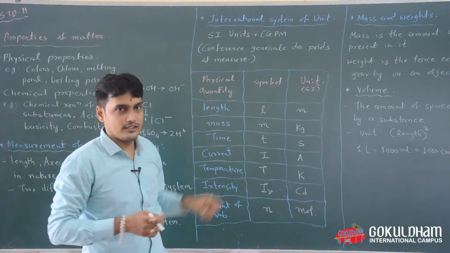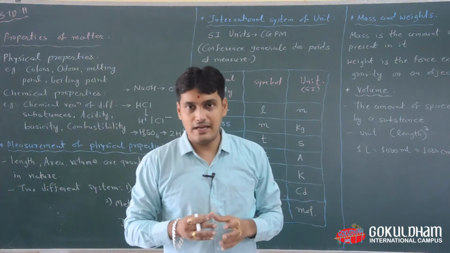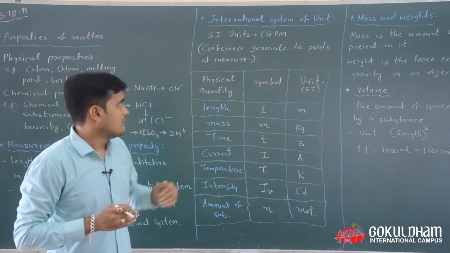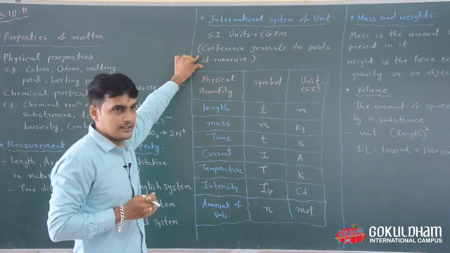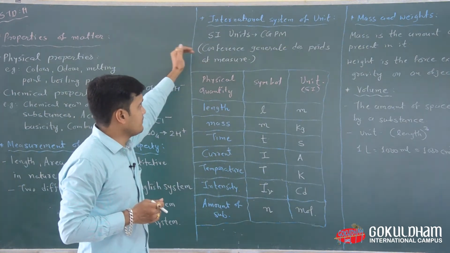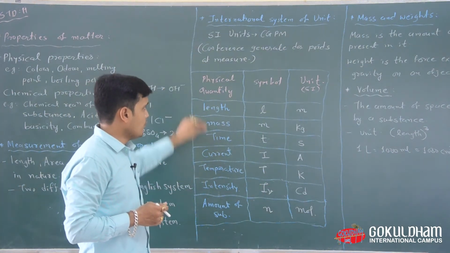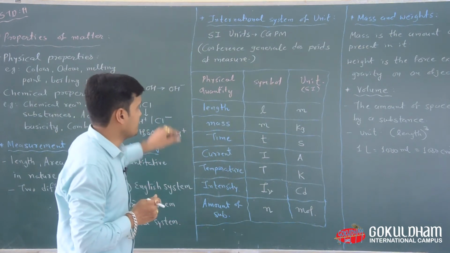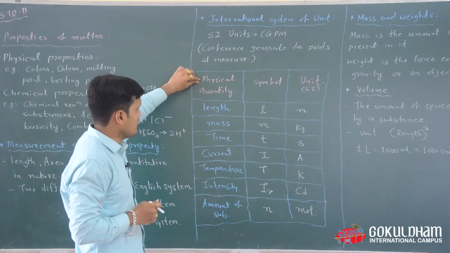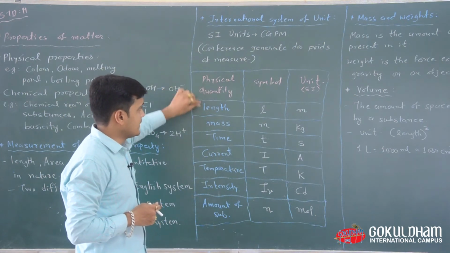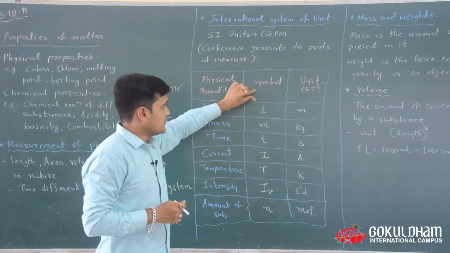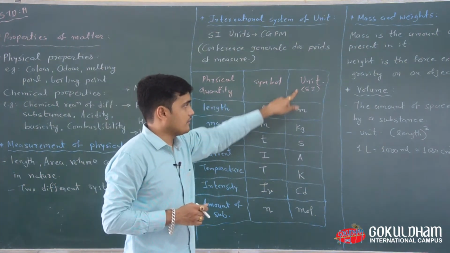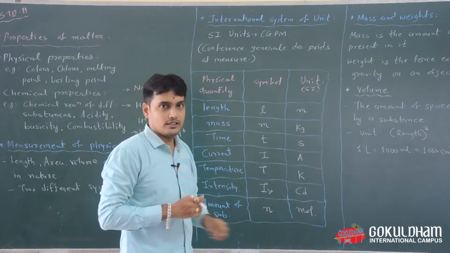This is the institute which fixes the standards of weight and length. The CGPM gives overall 7 units for the different physical quantities. Our first column is the physical quantity, then the symbol for the physical quantity, and then the unit in the SI unit system.